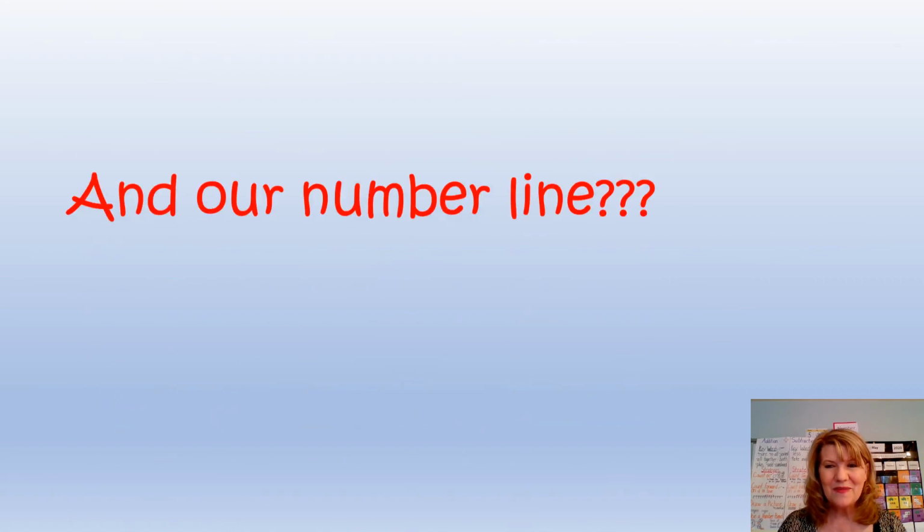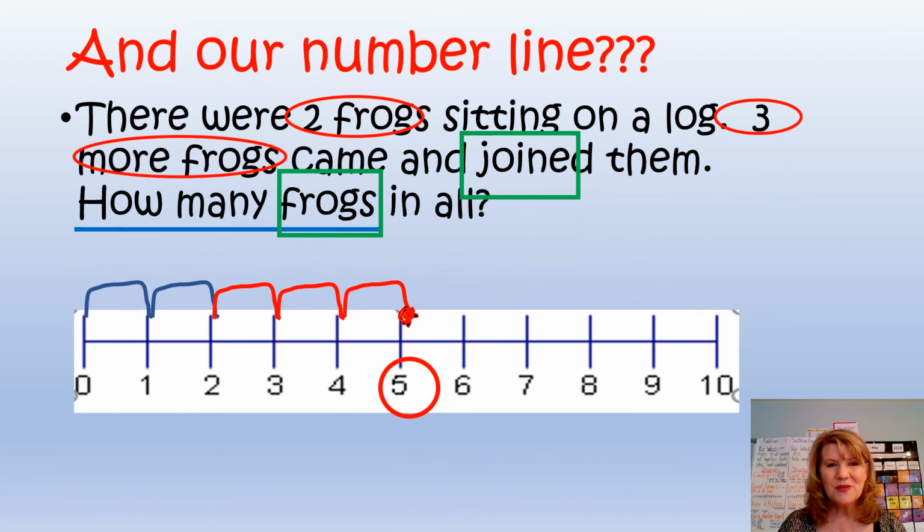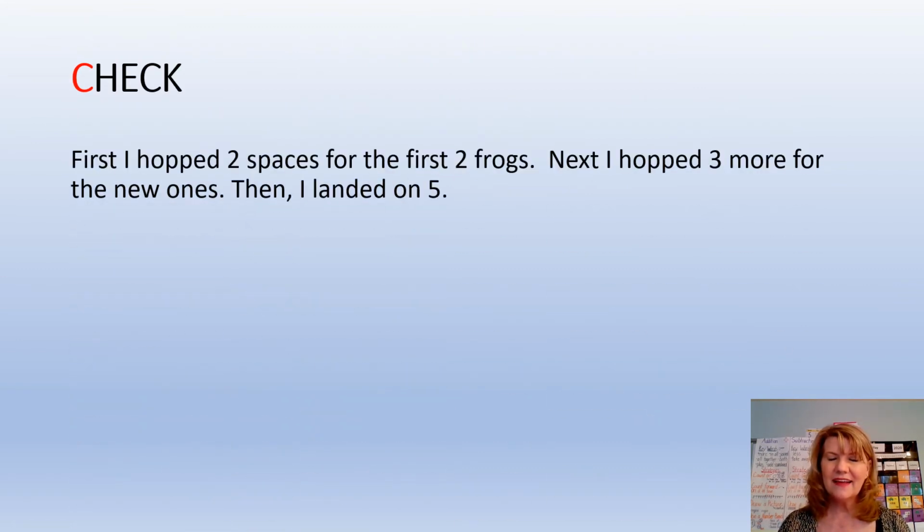Let's bring back our number line. We solved our story problem by hopping over 2 from 0 to represent the 2 frogs. Then we hopped 3 more to represent the 3 more frogs. We came up with an answer of 5. We wrote an equation, 2 plus 3 equals 5. Check. What do we do there? Check. I'm going to explain and justify my thinking.